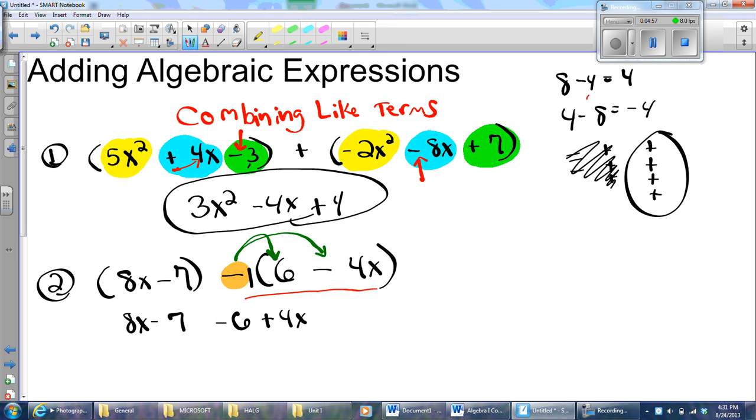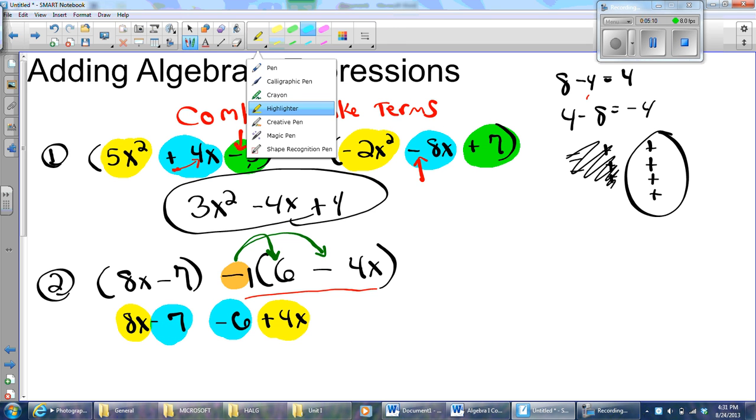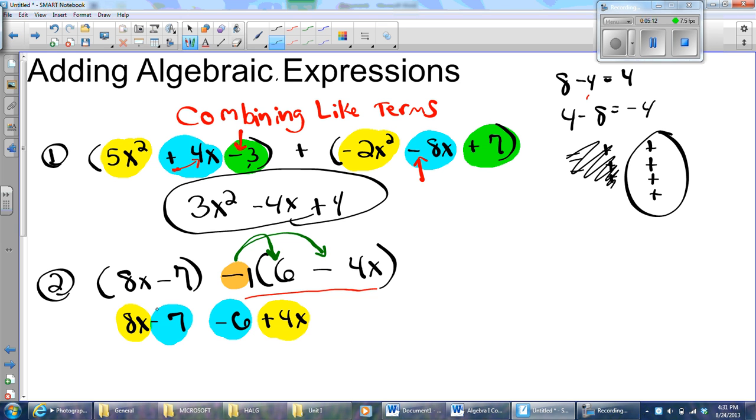It seems I have 8x's here and I have 4 more x's. Here I have negative 7 and negative 6. Again, don't get this wrong. This is too simple. Don't make it difficult. How many x's do I have? Well, I have 12 x's. How many just integers do I have? Well, I have 7 negatives and 6 more negatives. I have 13 negatives. There you go.